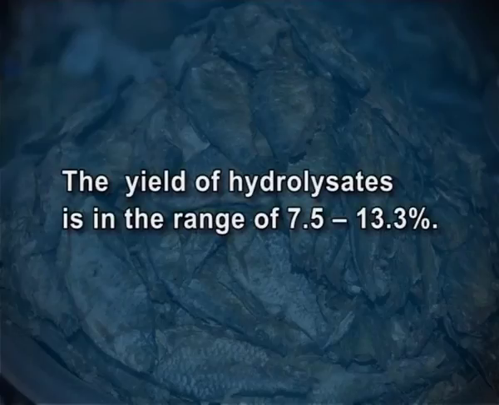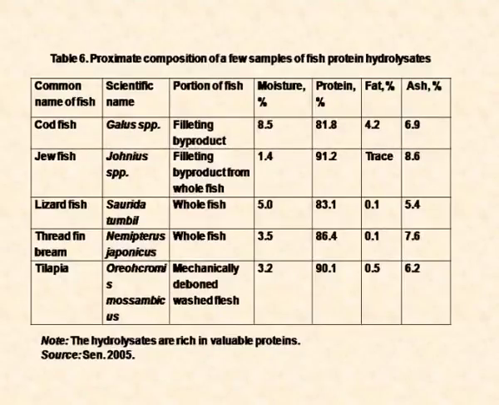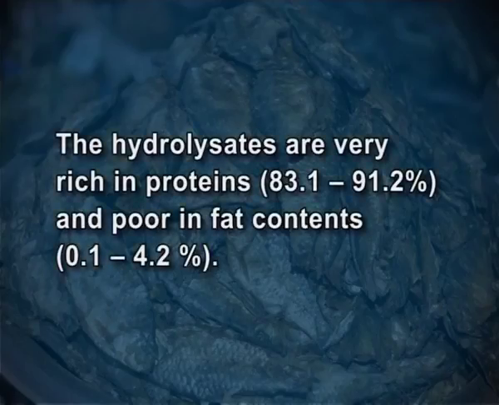The yield of hydrolysates is in the range of 7.5 to 13.3%. Table 6 provides the approximate composition of fish protein hydrolysates. The hydrolysates are very rich in proteins, 83.1 to 91.2%, and poor in fat contents, 0.1 to 4.2%.